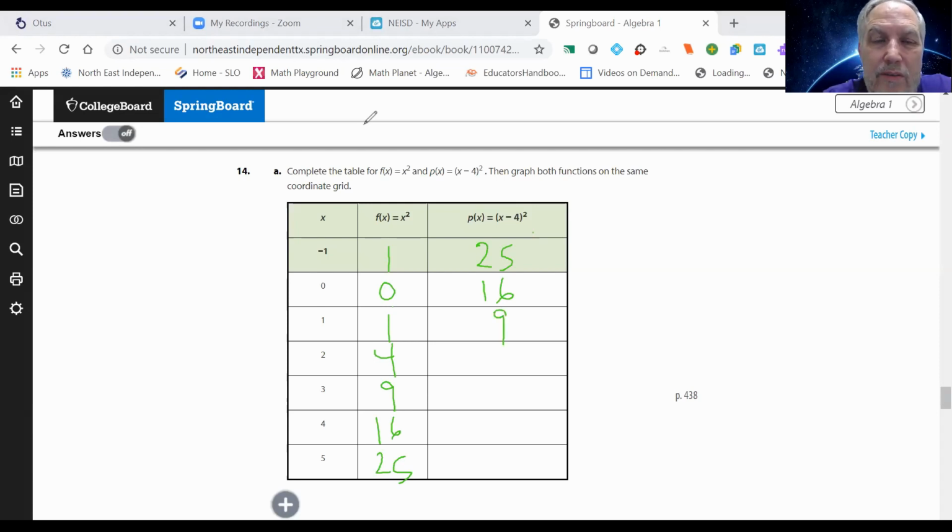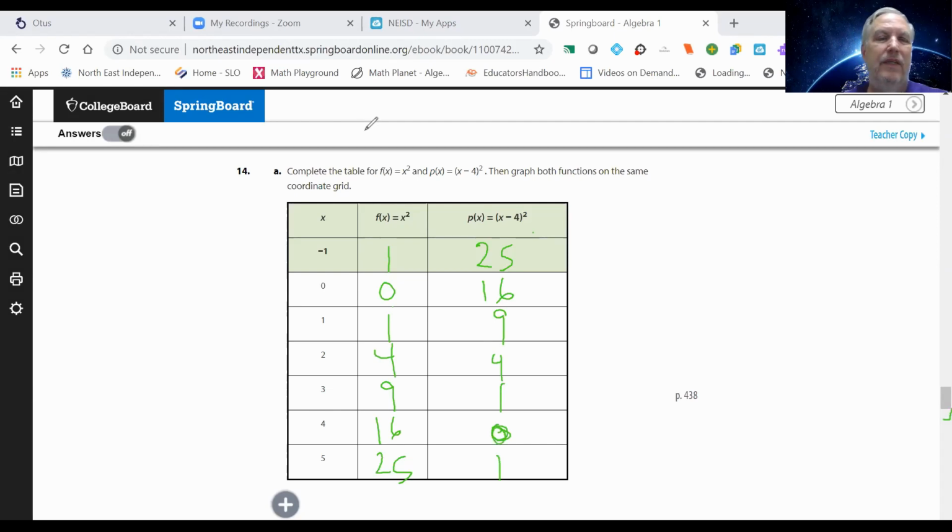-2 squared is, of course, 4. And then 3 minus 4 is -1. -1 squared is 1. All right, and then 4 minus 4 is 0. 0 squared is 0. And of course, 5 minus 4 is +1, which is 1.